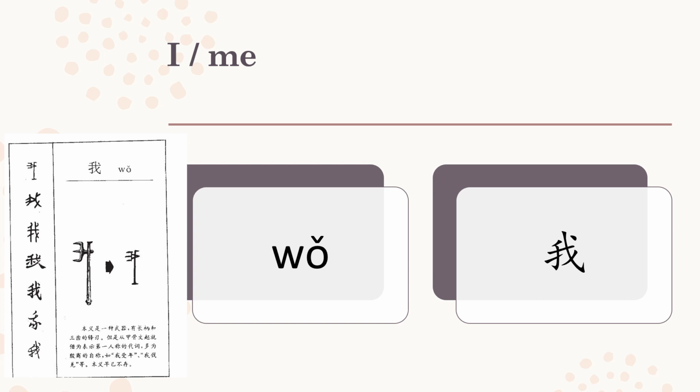我. Look at the picture. It looks like a weapon. Actually, in ancient China, the original meaning of 我 was a weapon. But nowadays, it changed to indicate I or me. So there's no difference between I and me in Chinese.